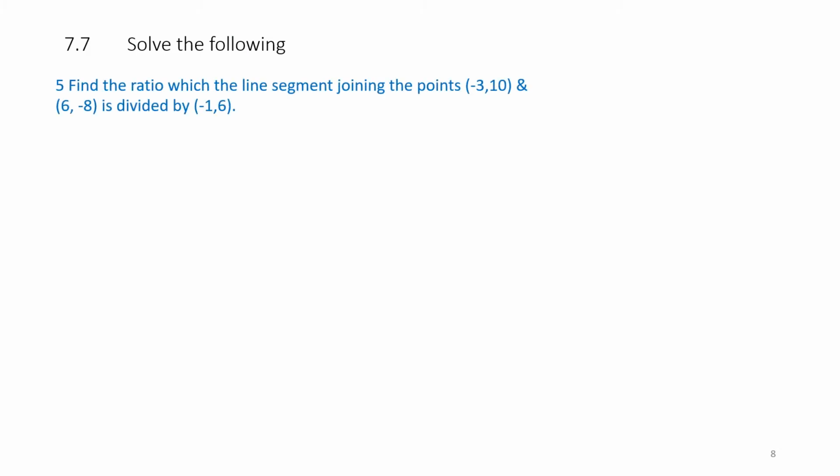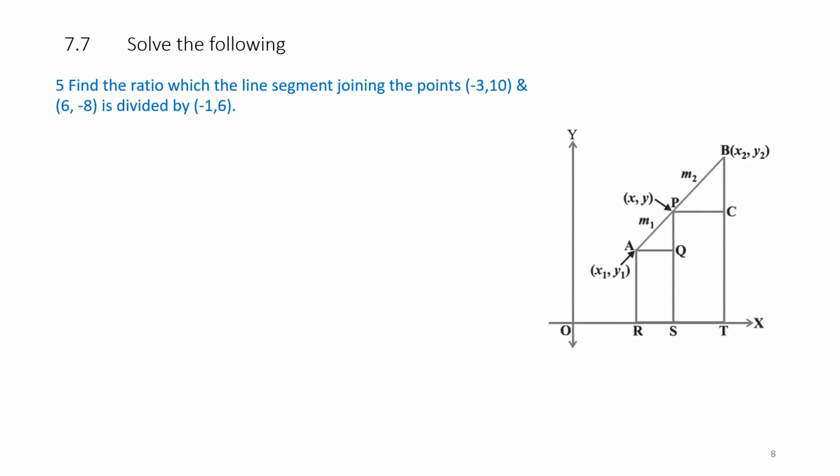7.7. Find the ratio in which the line segment joining (-3, 10) and (6, -8) is divided by (-1, 6). Here we have x1, y1 as -3, 10 and x2, y2 as 6, -8, and this is divided by the point P, which is (-1, 6). We are required to find the values of m1 and m2. Please read the question once again yourself and let us solve it.